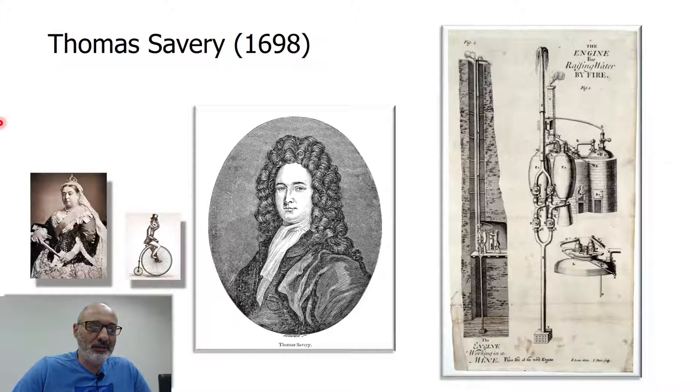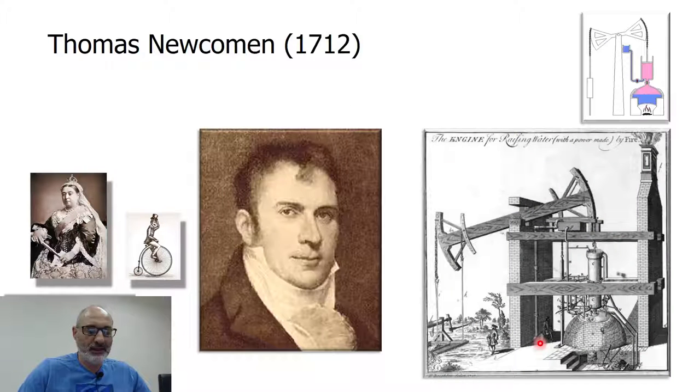Actually, this machine by Thomas Savery is a vacuum machine, so it's different from this machine that I'm showing you here, and it used the vacuum produced in different chambers. So in this chamber here, you produce vacuum, and this low pressure actually sucks the water from the bottom of the mine. We can see this effect also in Thomas Newcomen's machine, which is a little bit better than Thomas Savery's machine.